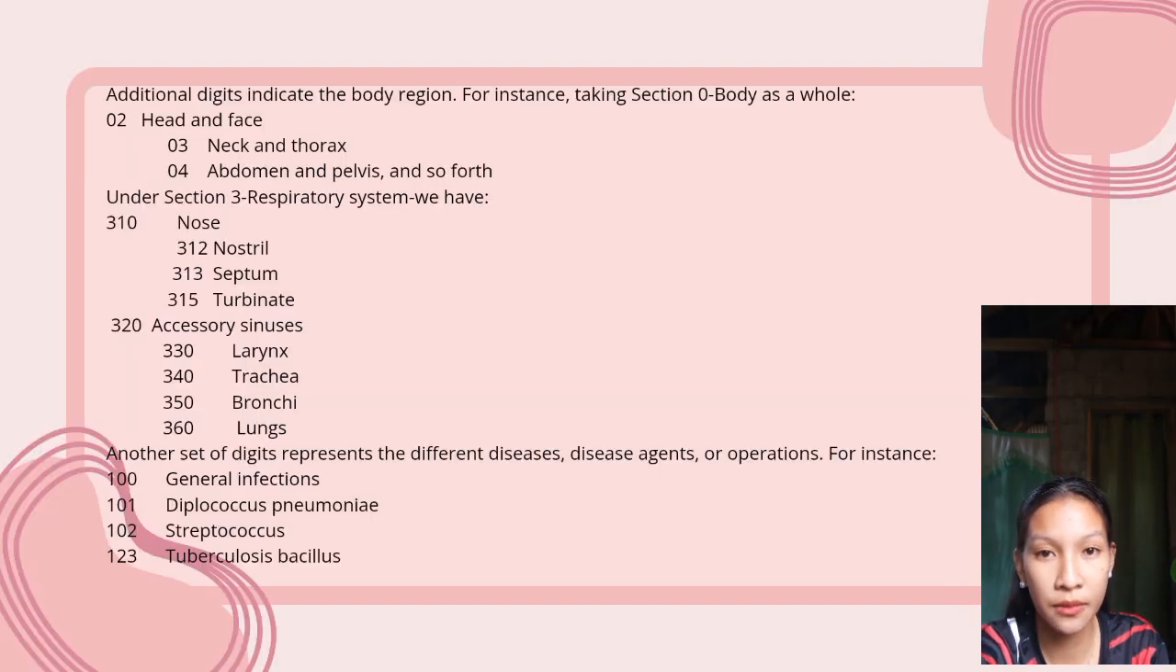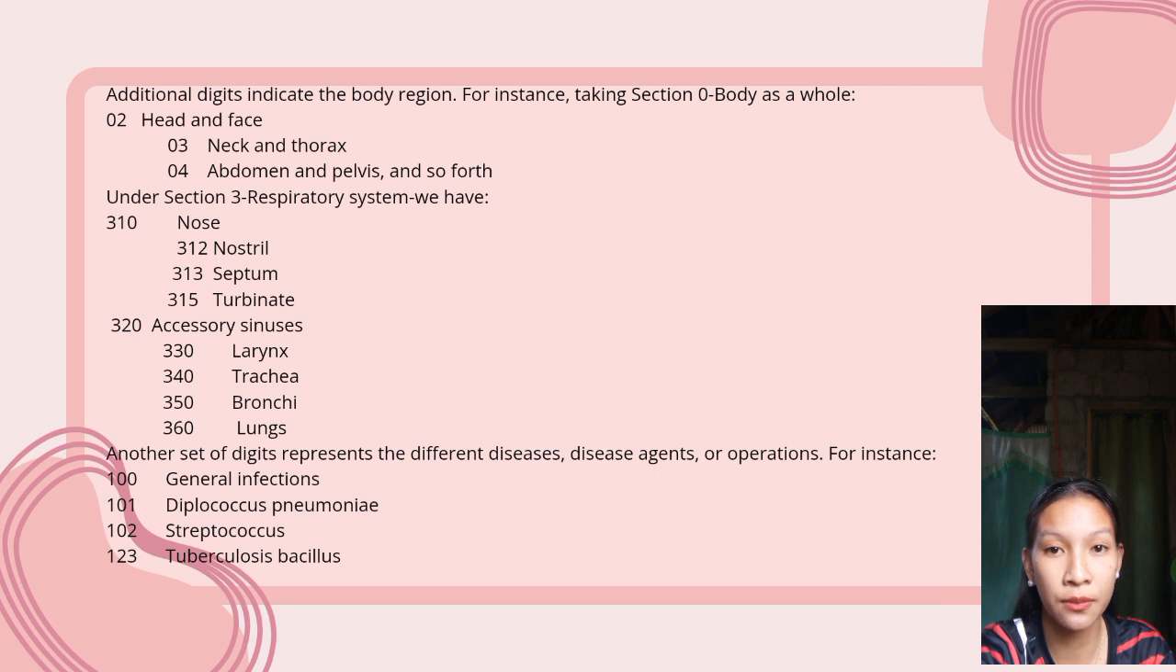Additional digits indicate the body region. For instance, take section 0, body as a whole: 2, head and face; 3, neck and thorax; 4, abdomen and pelvis, and so forth. Under section 3, respiratory system, we have 310 nose, 312 nostril, 313 septum, 315 turbinate, 320 accessory sinuses, 330 larynx, 340 trachea, 350 bronchi, 360 lungs.